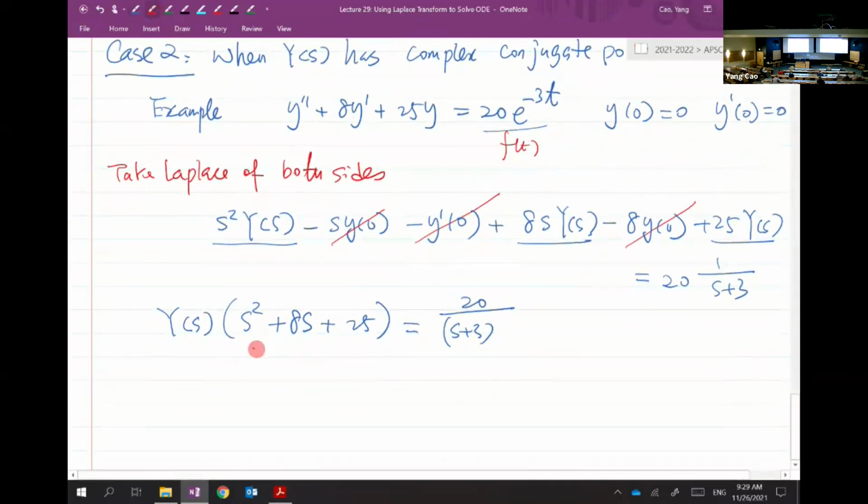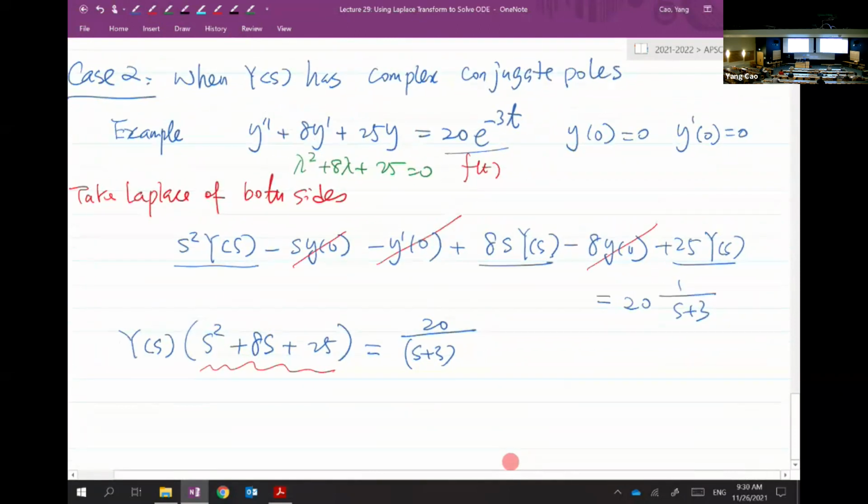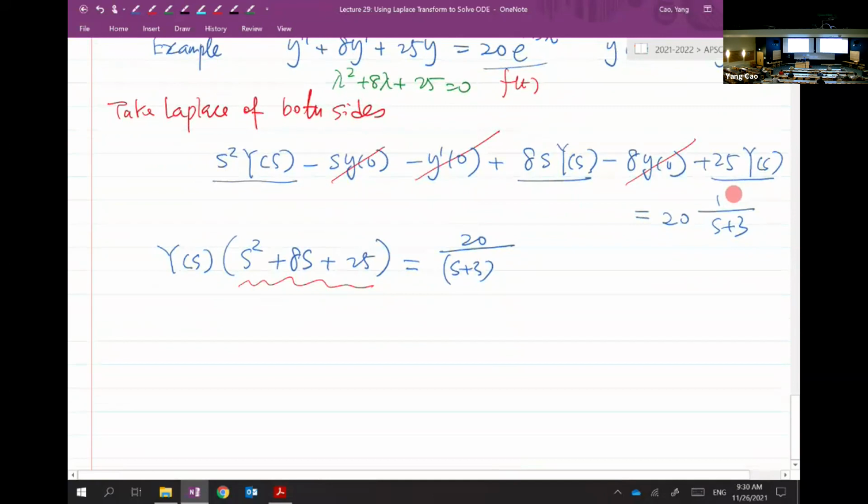Now, as you can see here, first of all, the term associated with Y of s, s squared plus 8s plus 25, I think I mentioned this in the previous lecture. This certainly looks very much like the characteristic equation, right? You recall the characteristic equation is lambda squared plus 8 lambda plus 25 equal to 0. The left side is the same quadratic function as you have it here. And that's the contribution from your original second order differential equation.